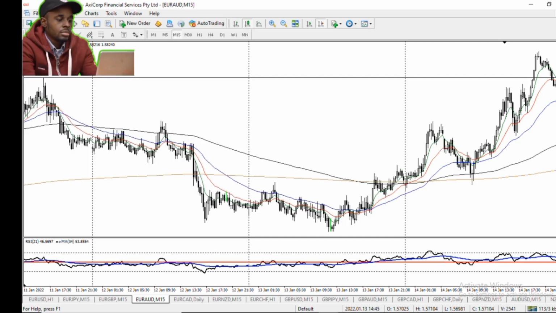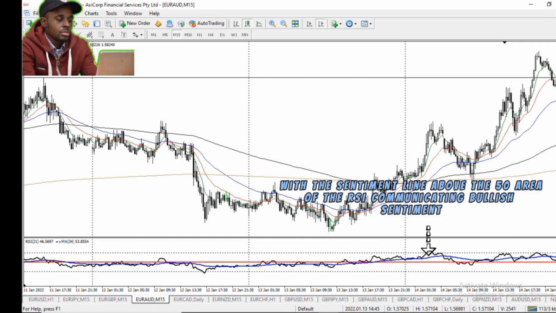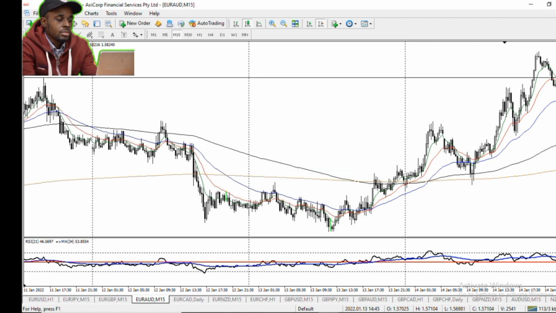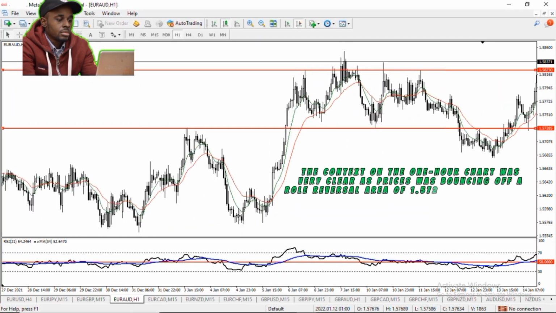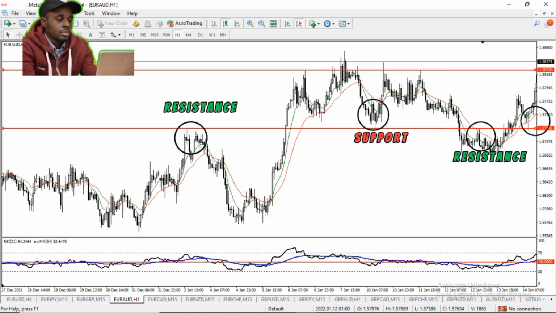On this particular setup, all moving averages are sloping to the upside, communicating an uptrend, with the sentiment line above the 50 area of the RSI communicating bullish sentiment. I love the total Asian session break above previous day high with the absence of any bearish divergence because the trend is bullish. The context on the 1 hour chart was very clear as price was bouncing off a role reversal area of 157.285. Role reversal areas are just former support area turned resistance and vice versa. So price found resistance at that level, broke out, found support, broke out again, found resistance, and finally broke out, and now it's finding support once more.